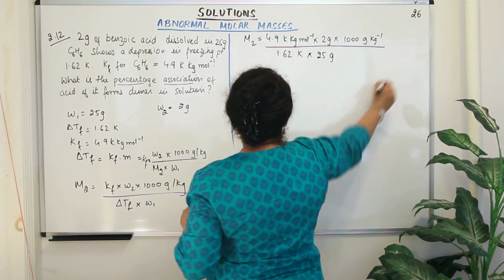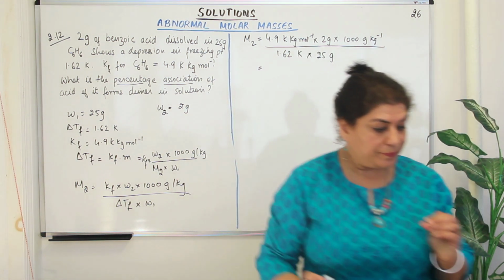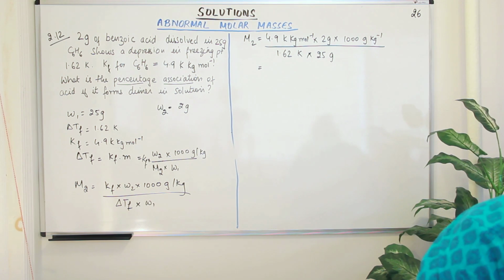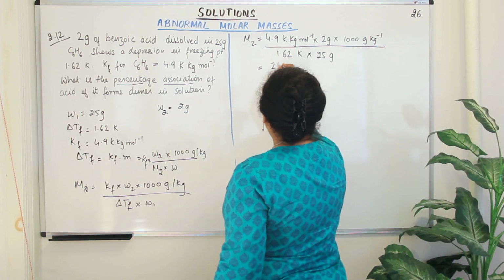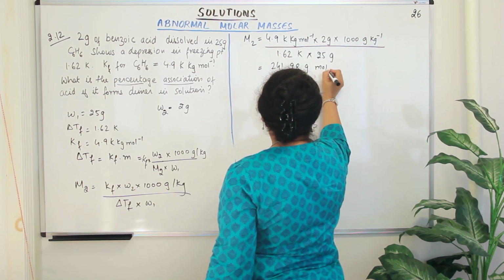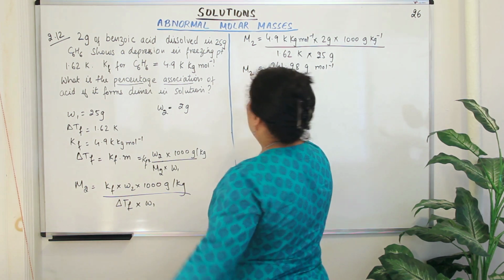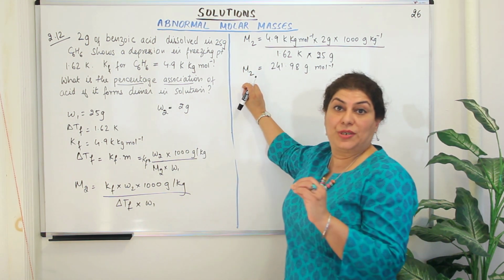When you solve all of this, you will get the molar mass in grams per mole. And how much would that be? That would be 241.98. 241.98 grams per mole is the molar mass. Now you have calculated the molar mass of the solute.